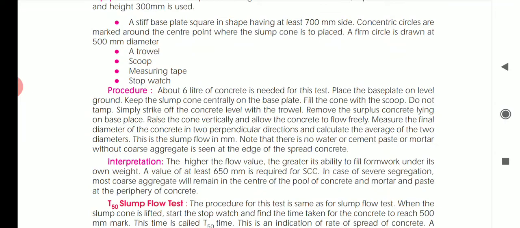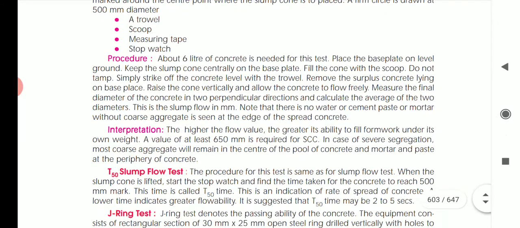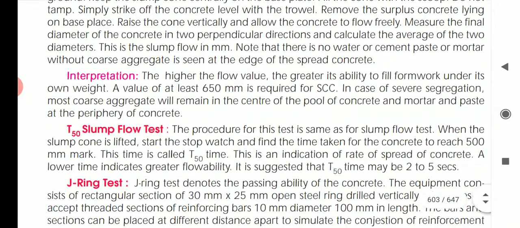In case of severe segregation, most of the aggregate will remain in the center of the pool of concrete, and mortar and paste at the periphery of the concrete. When the concrete mix design is not done properly, then the concrete ingredients will not mix properly.